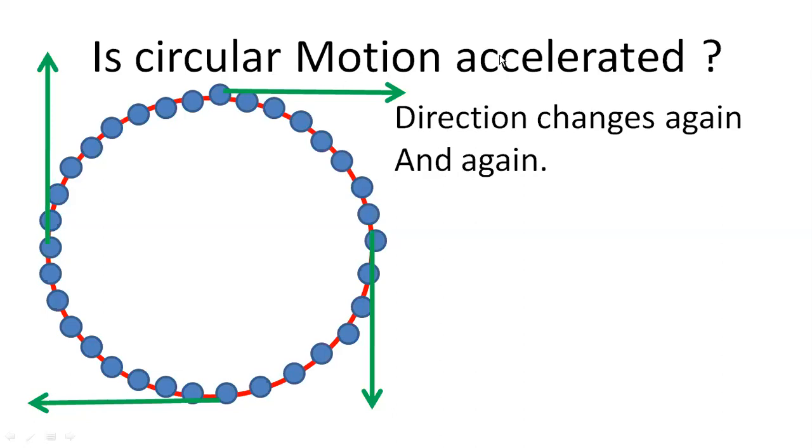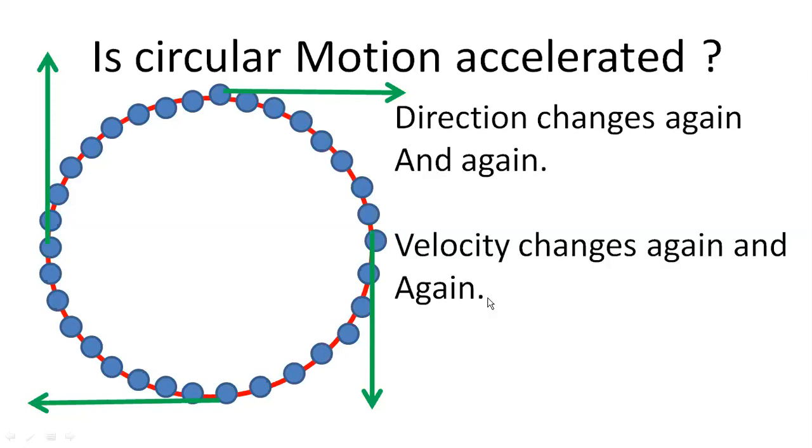Direction changes again and again. Agreed with this statement? Yes. What about the second statement? Focus on the second statement. Second statement is: velocity changes again and again. Why have I written this after that? Because we have already seen in our first slide that velocity can be changed either by changing magnitude, or by changing direction, or changing both. So if direction is changing again and again, velocity will also change. If you are changing direction from point to point, definitely your velocity is also changing. Agreed?